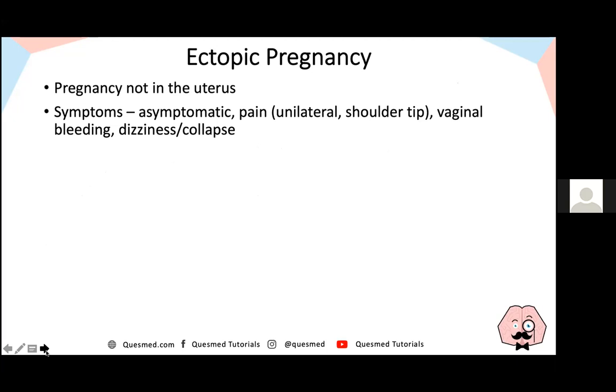Now, I have mentioned this before, but this can also come up in your obstetric stations. And not all ectopic pregnancies will present with that unilateral pain radiating to the shoulder tip. Sometimes it can be completely asymptomatic. Sometimes people can have vaginal bleeding, they can have dizziness, or they can just randomly collapse on you. So thinking about symptoms of ectopic pregnancy, particularly in a pregnant woman that has not had a scan.